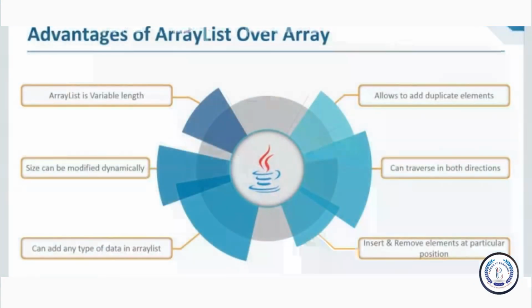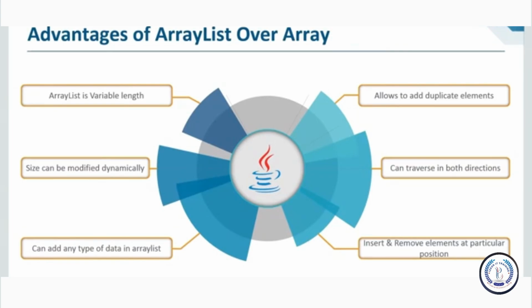Now let's jump into the last topic of today's discussion, that is the advantages of array list over array. First, array list is variable length. Arrays are of fixed length. You cannot change the size of the array once it is created. But array list is variable length, that is, it can grow and shrink dynamically.